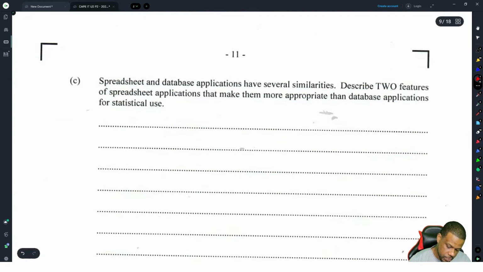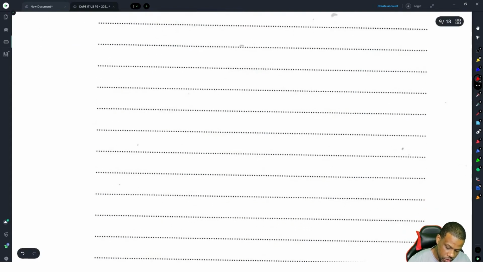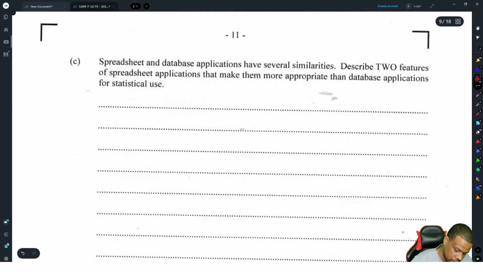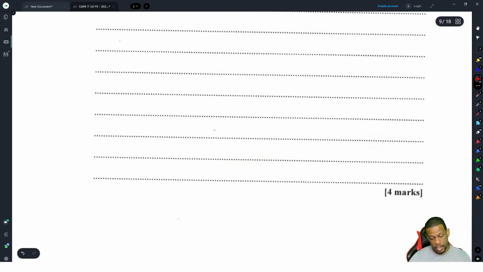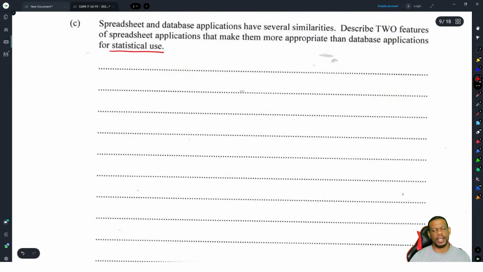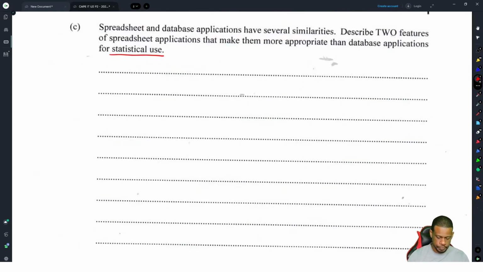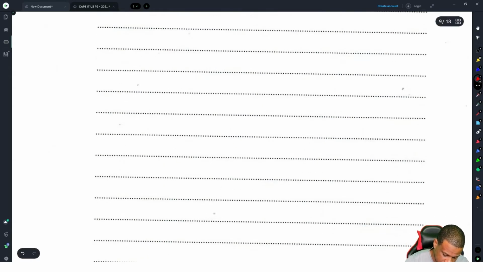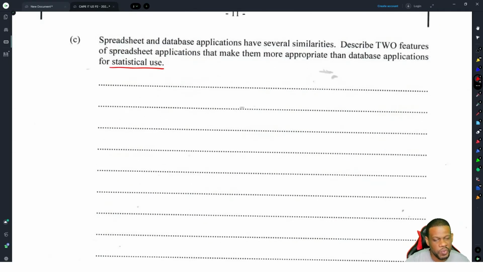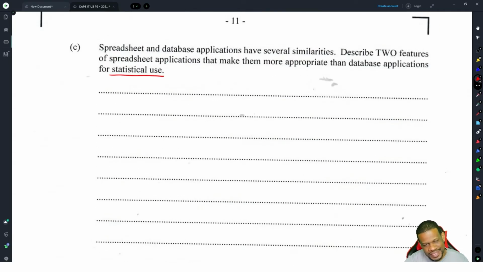Next, spreadsheet and database applications have several similarities. Describe 2 features of a spreadsheet application that make them more appropriate than a database application for statistical use. Here's where you're making your money. This is our next 4 marks and 15 lines. If it's one thing in an IT paper, make it right for your money, then make it right for those marks.